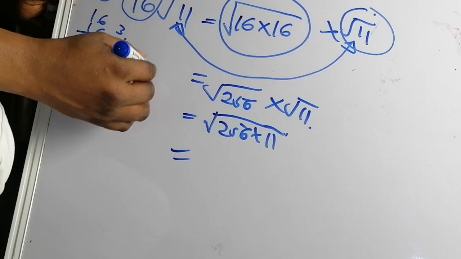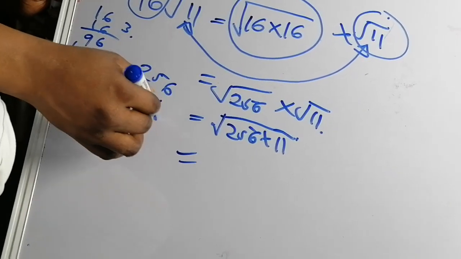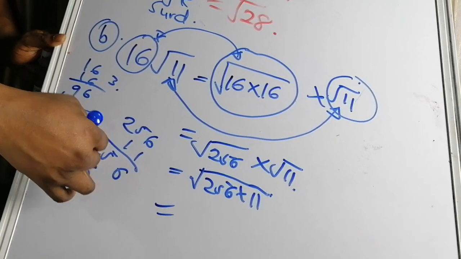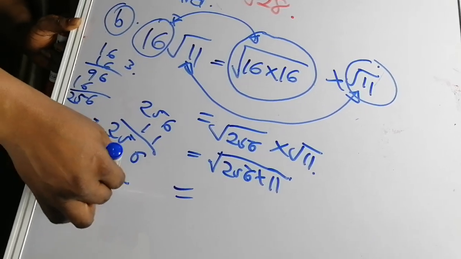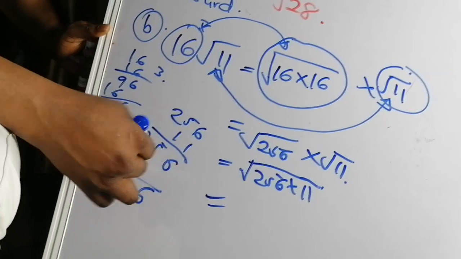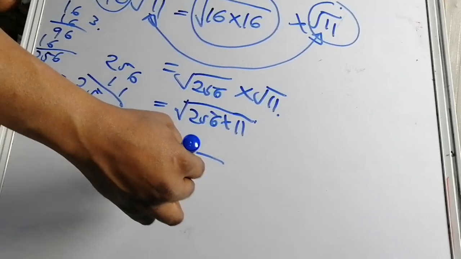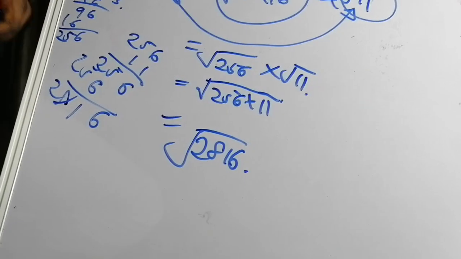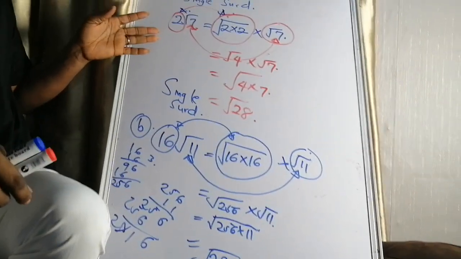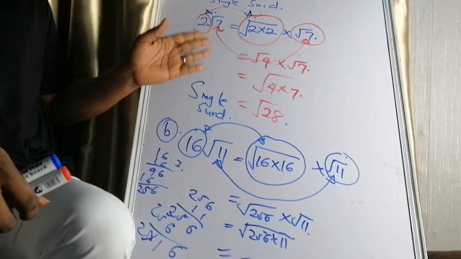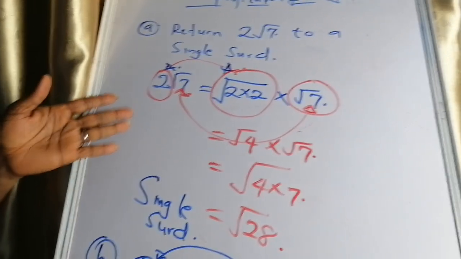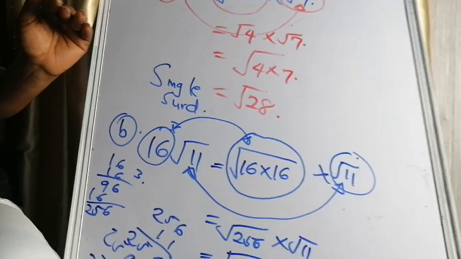I can come here and multiply 256 and 11 together. All you just need to do, this is 6, this is 5, this is 2, this is 6, this is 5, this is 2. So 6, that's 11. Then you have 3, that's 8. Then the answer is what? 2816. It's as simple as that. So don't forget, return to a single surd. You follow the same pattern as the way I've explained. Then they can also say simplify that single surd to the lowest. So that is very, very key.